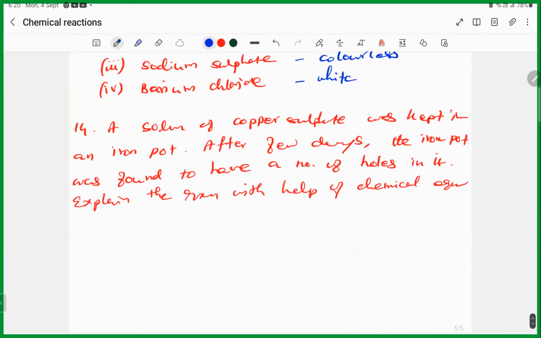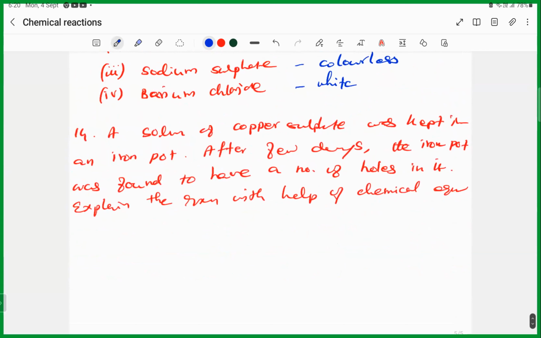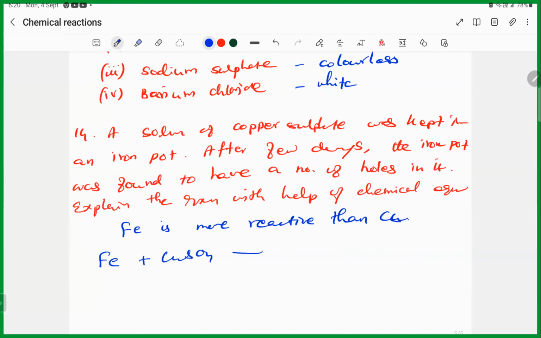A solution of copper sulfate was kept in an iron pot. Sir, as iron is more reactive than copper, iron displaces copper from copper sulfate to form iron sulfate. So a portion of the iron pot dissolves, and that causes the holes. The equation is CuSO4 plus Fe gives FeSO4 plus Cu. Very good. If you write that answer, you will get full marks. Okay, the 15th question.